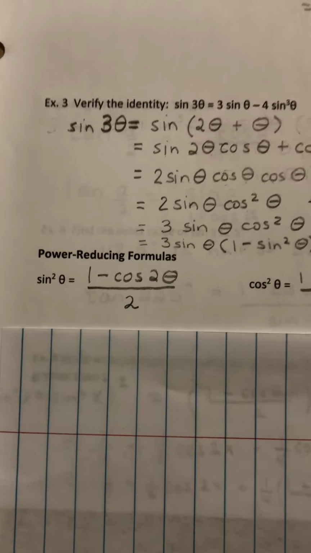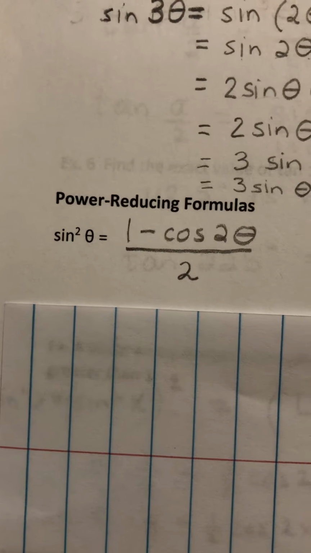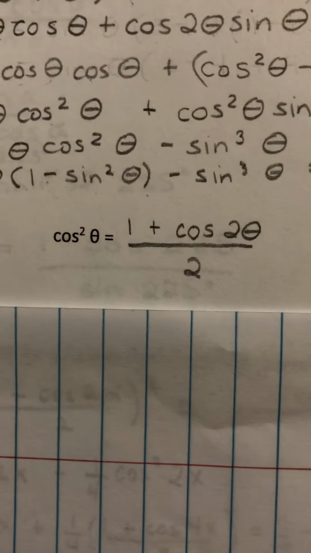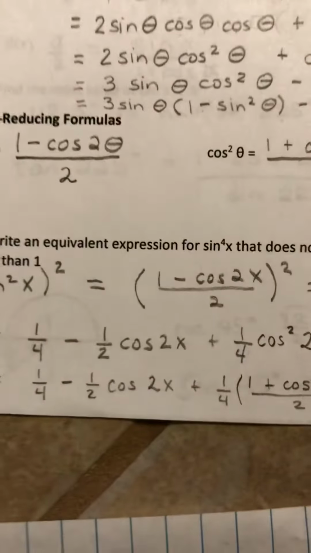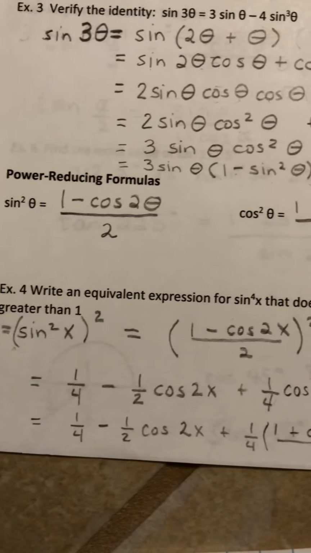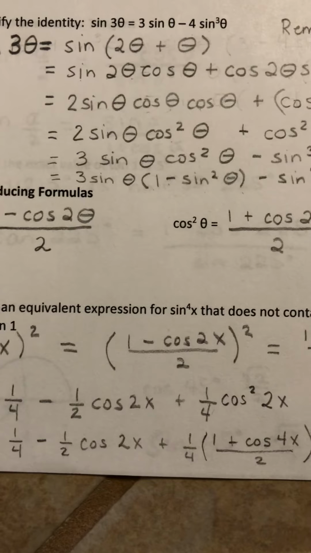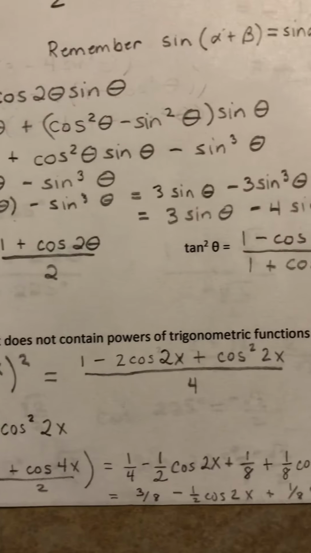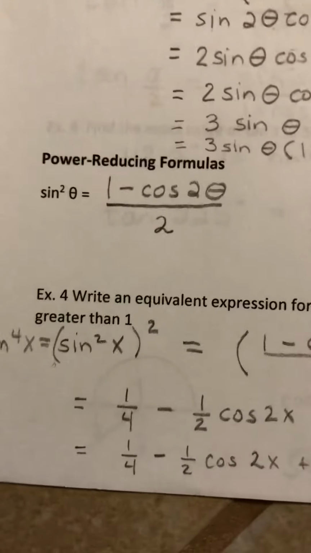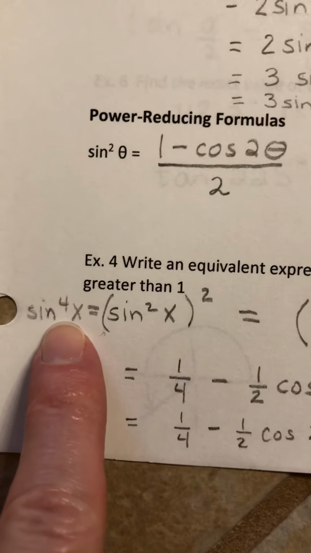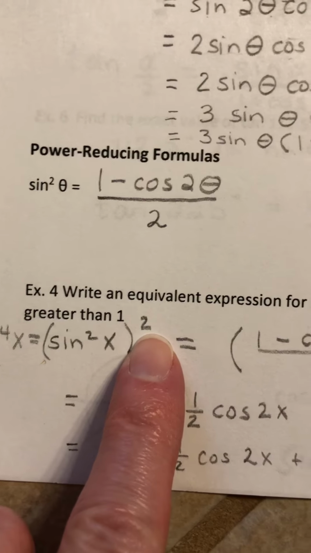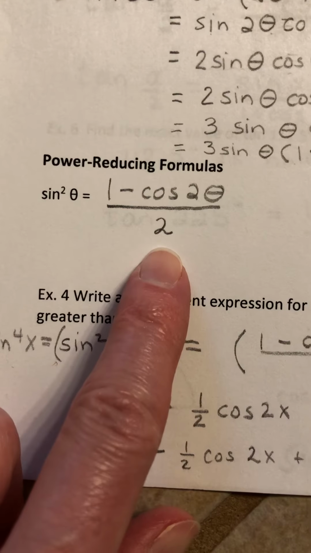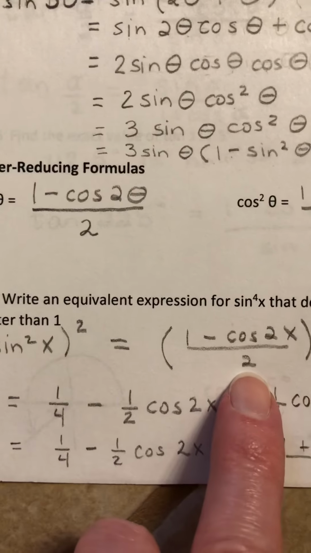Then we have our power reducing formulas. Sine squared theta, cosine squared theta, tangent squared theta. So we are going to write an equivalent expression for sine to the 4th of x that does not contain powers of trigonometric functions greater than 1. So first I'm going to write the sine to the 4th of x as the sine squared of x squared. Then I'm going to use the power reducing formula and replace sine squared x.